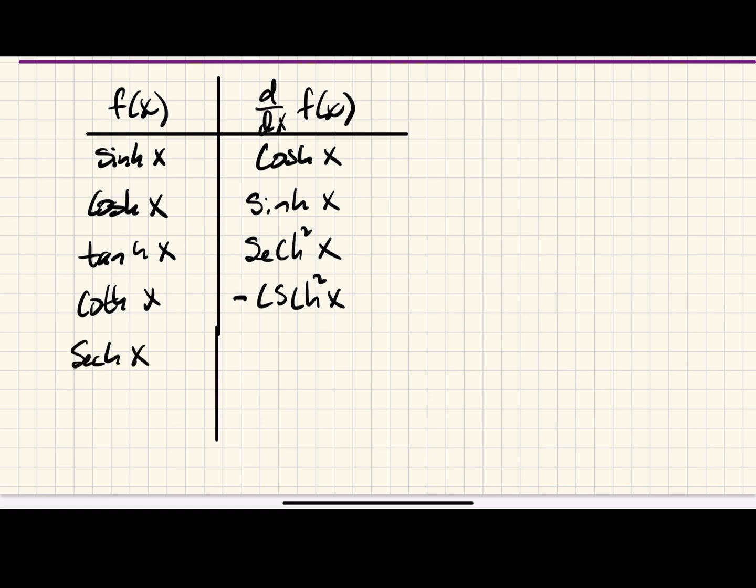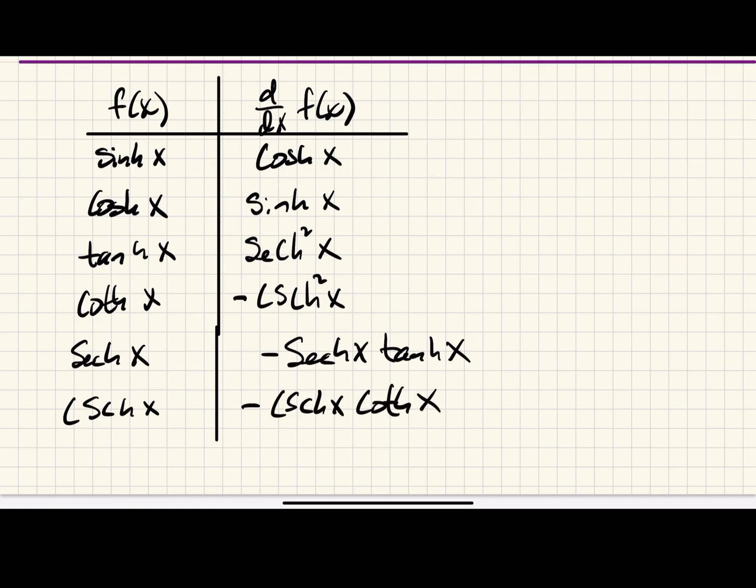Hyperbolic secant derivative: minus hyperbolic secant hyperbolic tangent, and derivative of hyperbolic cosecant is minus hyperbolic cosecant hyperbolic cotangent.